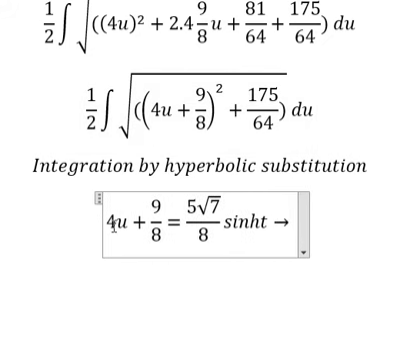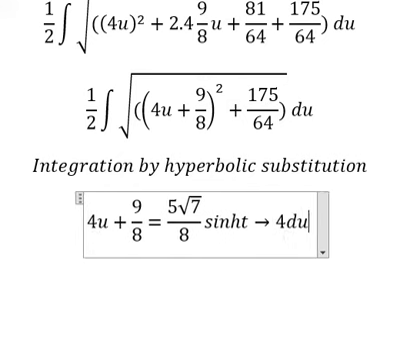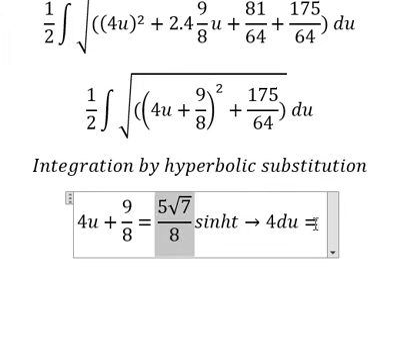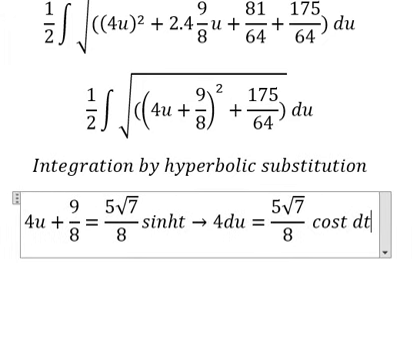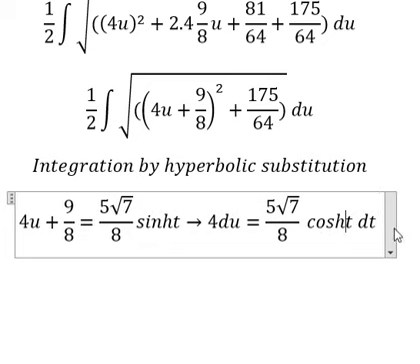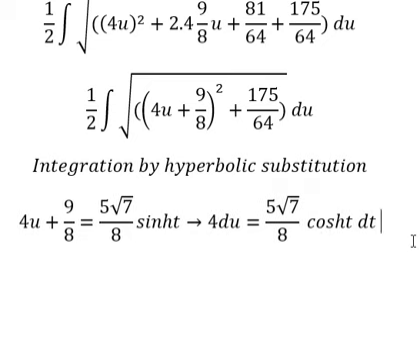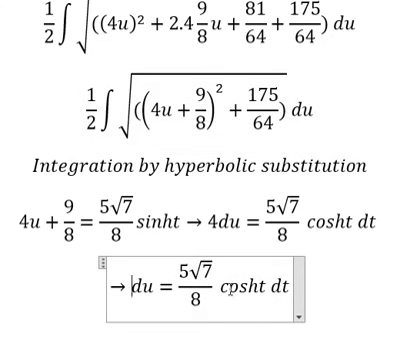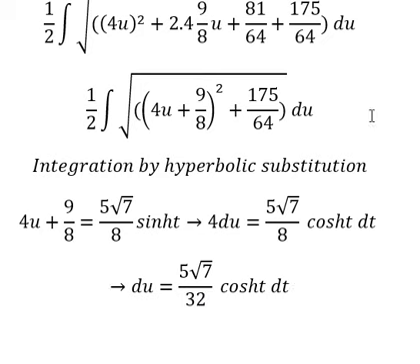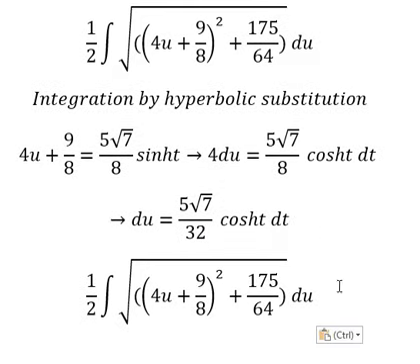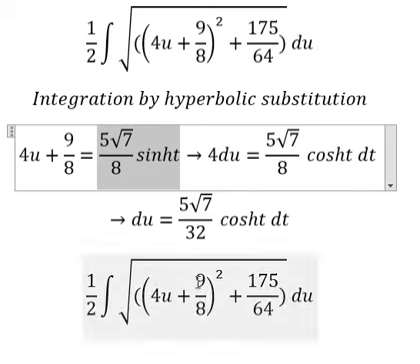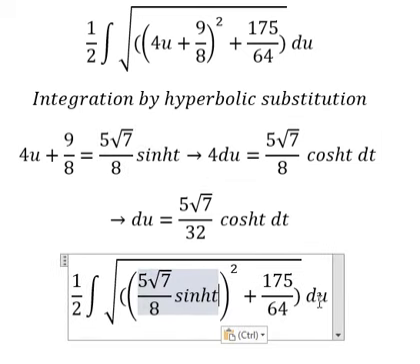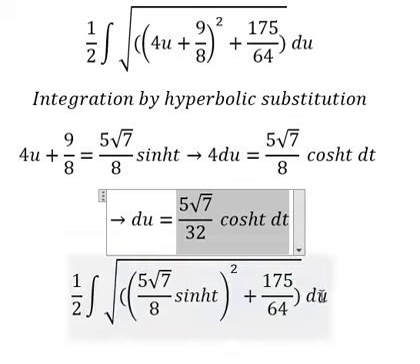Next, we need to first take the derivative of both sides, and we have for du equals this one, and we have cos t dt. Next, because we don't have the number 4 in here, we divide both sides by 4. So I will put this one gone here. du we change to this one.